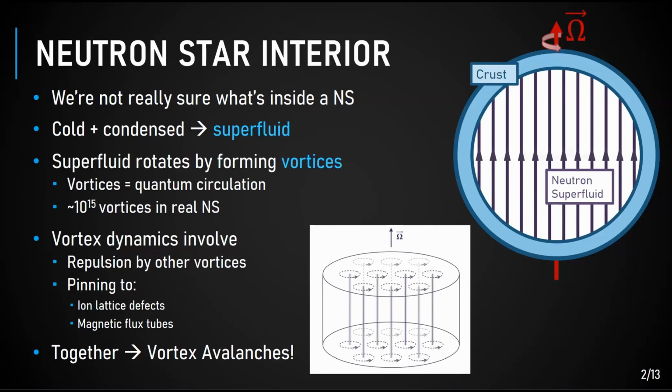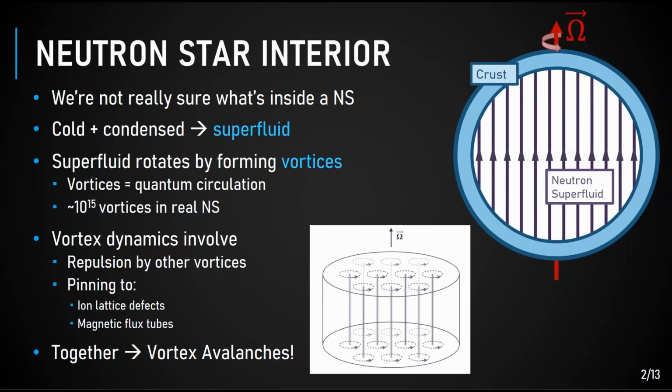And for the purpose of this talk, our neutron star will look like the diagram I'm showing on the top right, where you've got a crust on the outside, and then the neutron superfluid inside with the vortices threading the whole star. And in neutron stars, these vortices have dynamics that involve propulsion and pinning inside the star, like ion lattice defects, and the balance of these two different aspects of them causes something called vortex avalanches, which is the leading theory of how we think pulsar glitches occur.